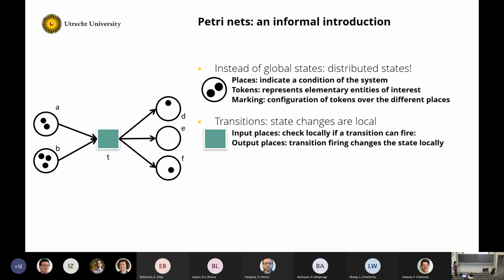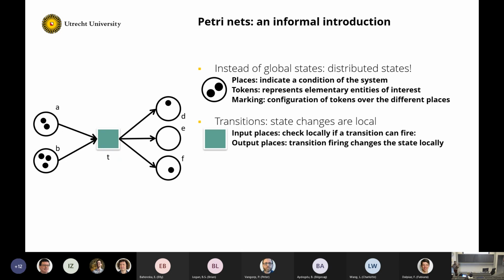And then these two dots, these two tokens mean actually doctors. So that way, the tokens represent elementary entities. And then what is the marking or the state of the whole net? That is basically the configuration of tokens over the different places. So in this case here, in this model, we see 2 tokens in place A, 3 tokens in place B, 1 token in D, and 1 token in F.